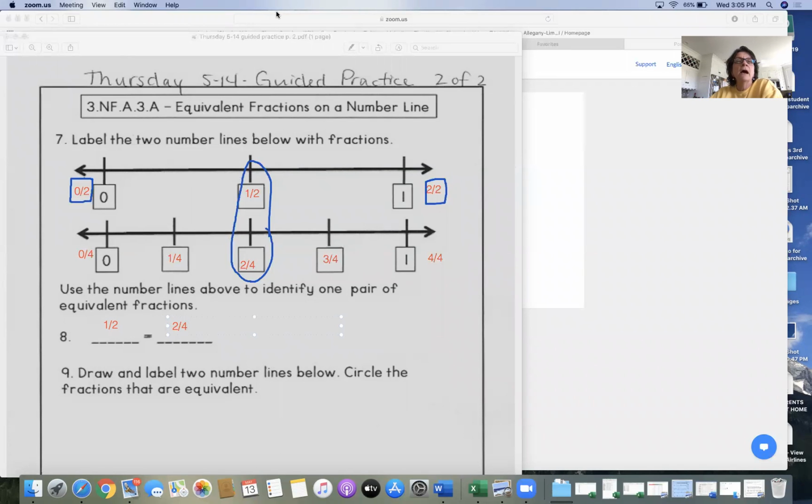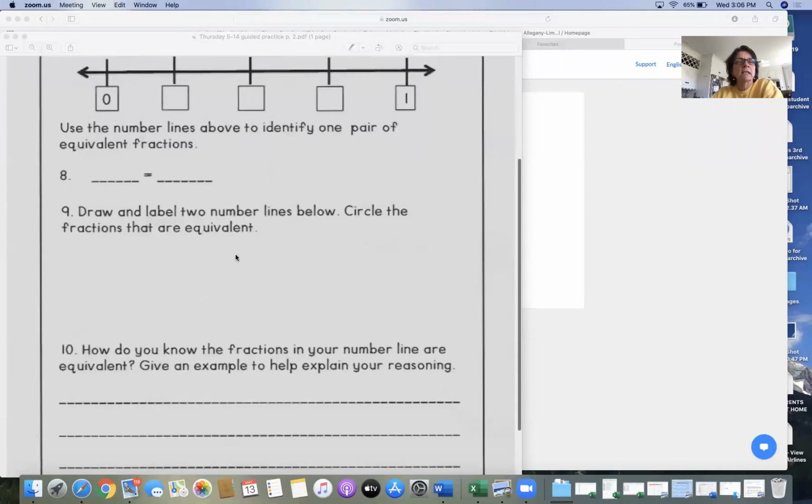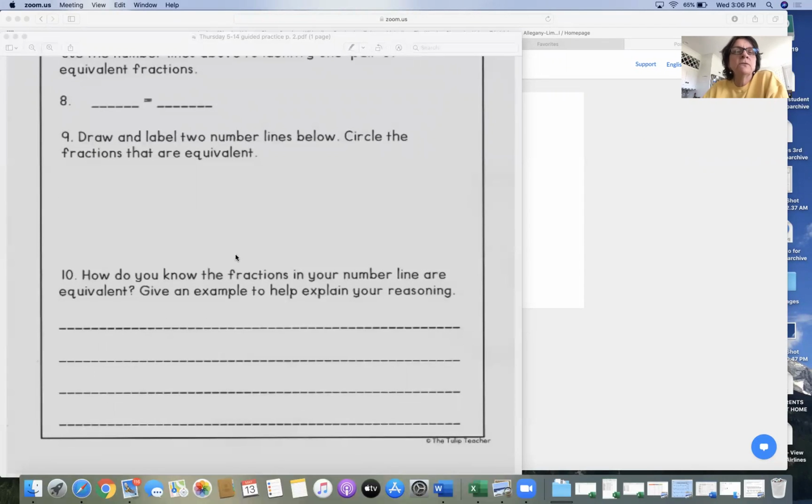All right, now we're going to put you to work. You will be assessed on being able to do this independently. So it's really important to pay attention to this next step. It says draw and label 2 number lines below, circle the fractions that are equivalent. So let's draw 2 number lines, and remember what Mrs. Reed said is so important. It is really important to make sure your zeros are lined up and your ones are lined up.